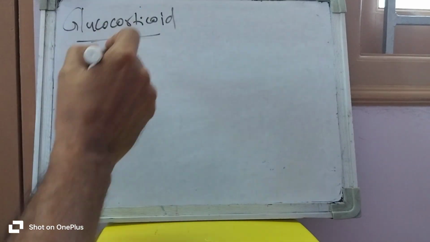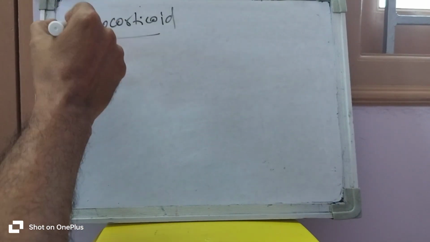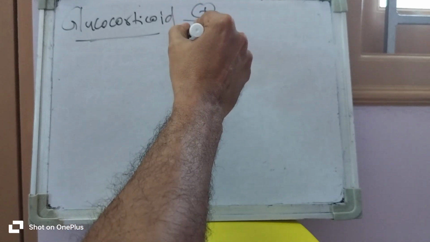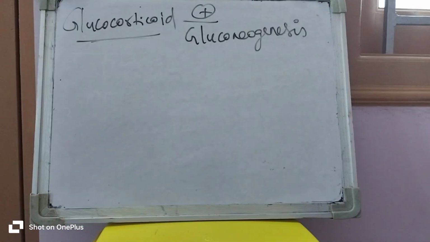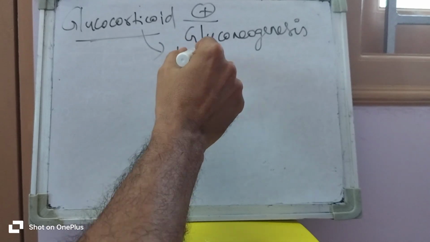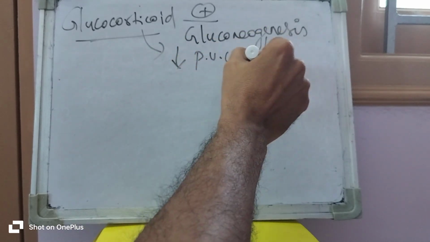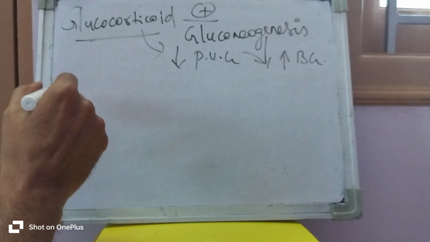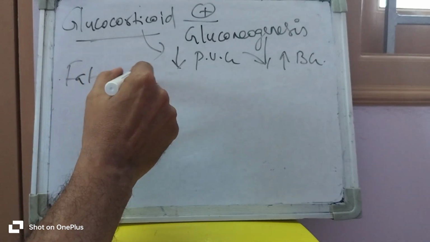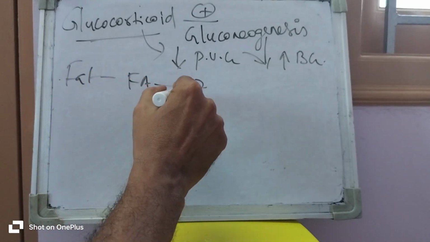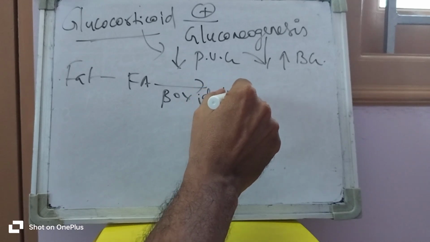So the function of glucocorticoids: as the name implies, it plays an important role in glucose metabolism. It stimulates gluconeogenesis, the synthesis of glucose from non-carbohydrate sources, and it decreases the peripheral utilization of glucose. So both these reactions increase the blood glucose level. Second, in fat metabolism, it mobilizes fat from the adipose tissue and increases the fatty acid level, and these fatty acids go for beta oxidation and are converted into energy.